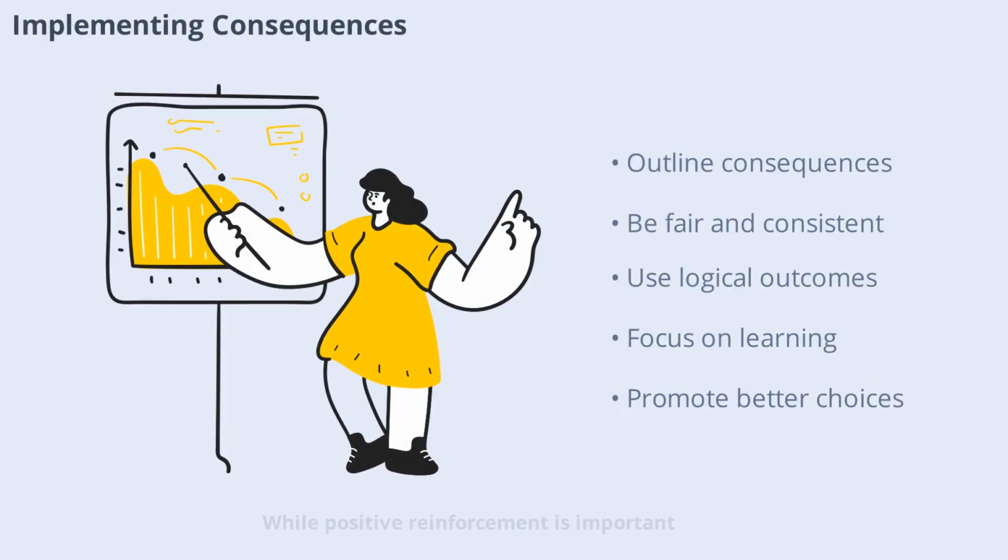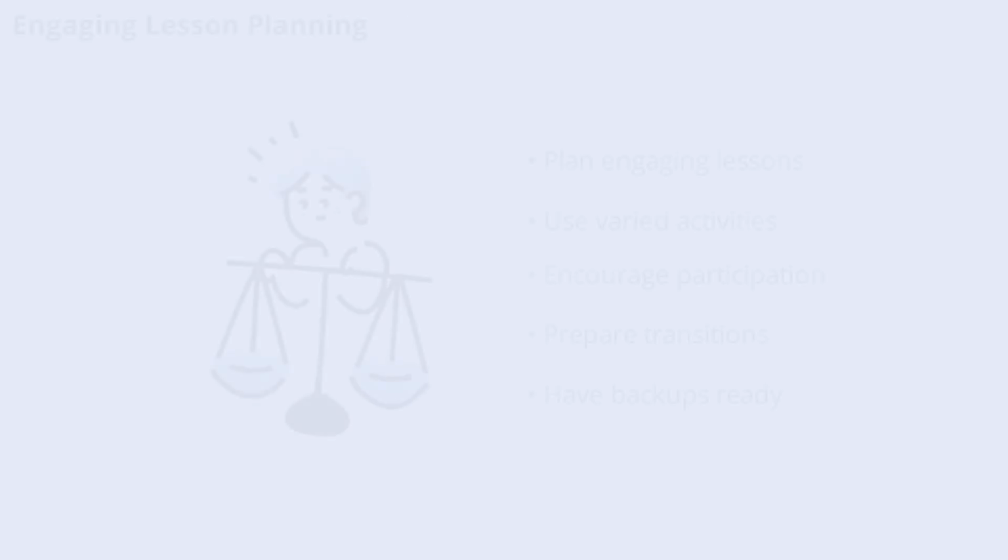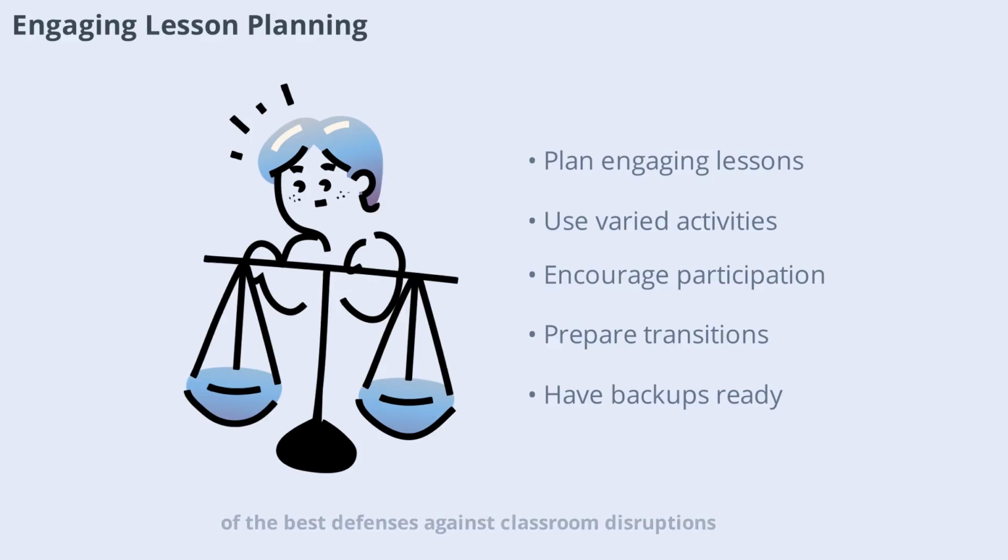While positive reinforcement is important, consequences also play a role in classroom management. Clearly outline what will happen if rules are broken and apply consequences fairly and consistently. Consequences should be logical and related to the behavior. For example, if a student disrupts the class, they might lose a privilege or need to complete a reflection activity. The goal is not to punish, but to help students understand the impact of their actions and make better choices in the future.